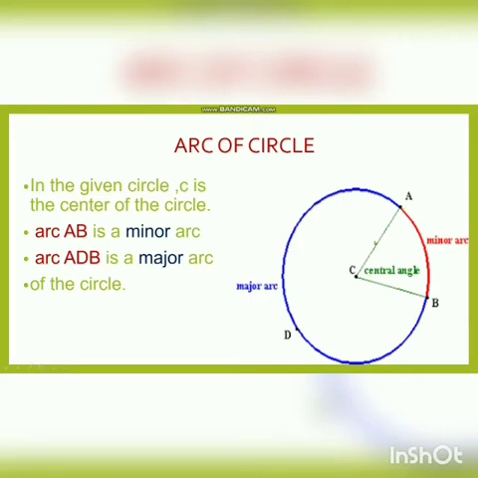Then AC and BC are the radii of this circle. So angle ACB is the angle at the center. This is called the center angle. Angle ACB is the center angle of the circle. You can calculate the length of an arc using the circumference of the circle.